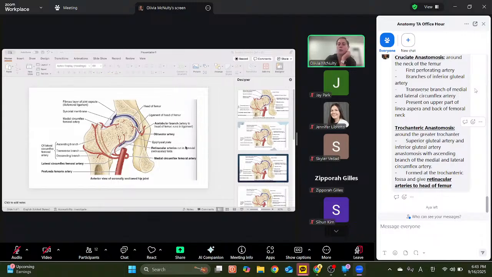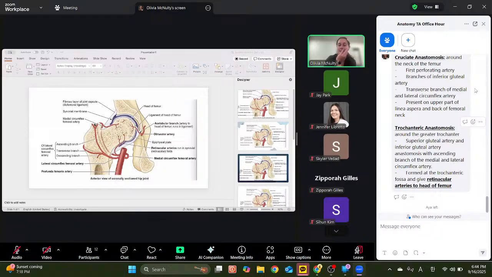When you think about the cruciate anastomosis, it's made up of a perforating artery, the branches of the inferior gluteal artery, which you can't see on here, and the transverse branch of the medial and lateral circumflex arteries. Both the medial and the lateral give off an ascending, transverse, and descending branch. So the cruciate is formed by both transverse ones, plus the inferior gluteal artery, plus a perforating artery. Then you're going to have a trochanteric anastomosis around the greater trochanter.